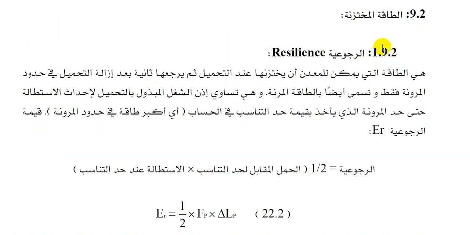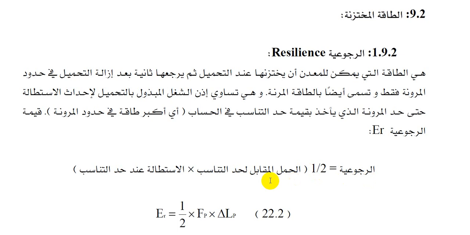Article 9.2, the stored energy. Article 1.9.2, the resilience, is the energy that a metal can store at loading and then bring back after the loading, only in the elastic region. It is also called the elastic energy, which equals the work done by loading to make an elongation up to the elastic limit, the proportional limit, which means the biggest energy in the elastic limit. The value of resilience is determined by the following equation.